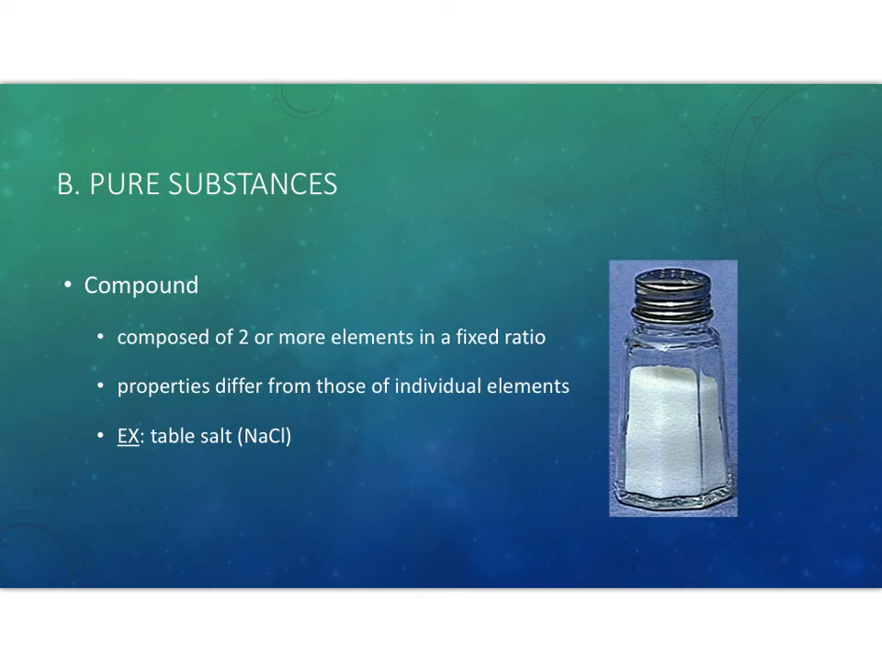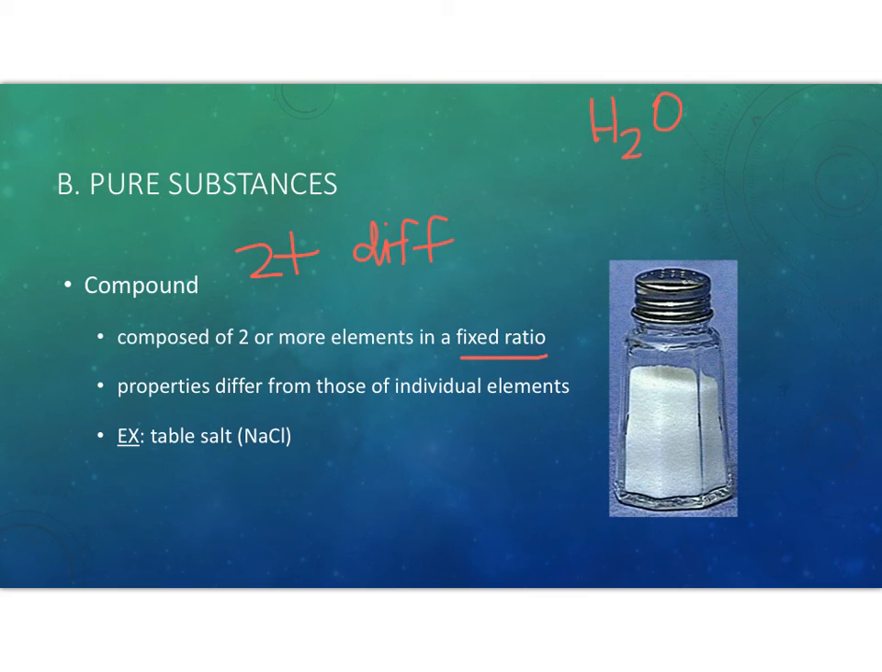The second example of a pure substance is a compound. Remember, a compound is two or more different elements that are chemically combined. They are combined in a fixed ratio, meaning that the number of one element to the other is always the same.